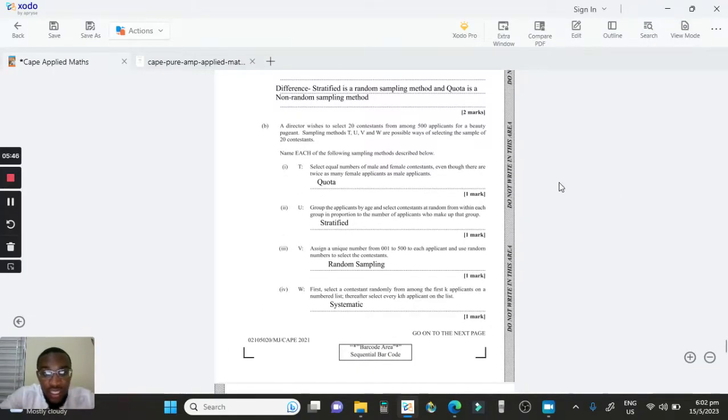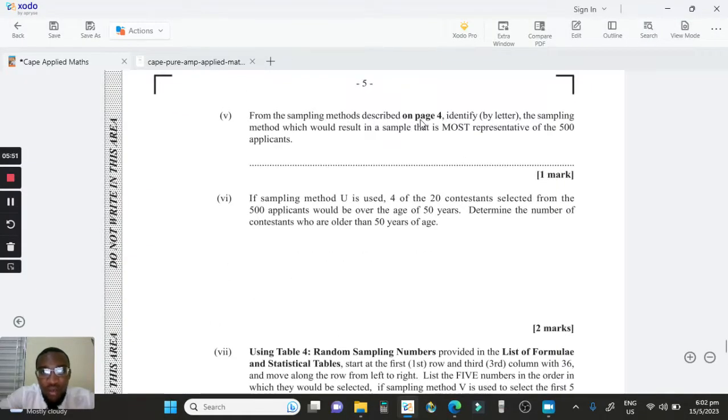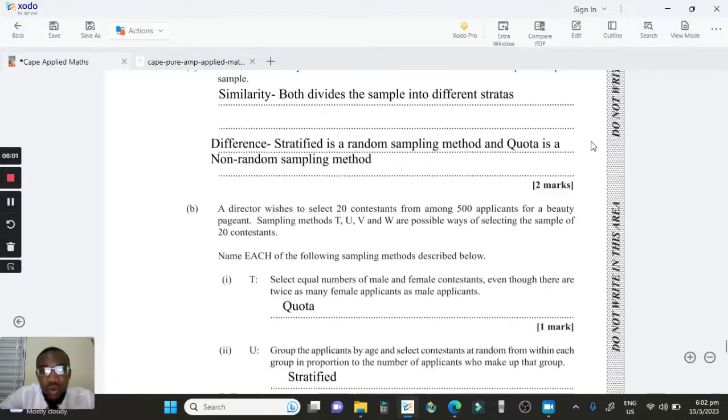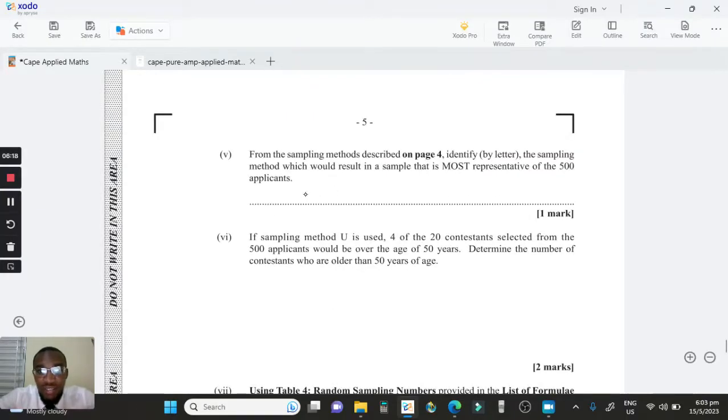Now on to the next page. From the sampling methods described on page 4, identify by letter the sampling method which would result in a sample that is most representative of the 500. The most representative is going to be stratified. Stratified diversifies everything because we break it up into all age categories, covering all bases. So clearly, it's stratified.